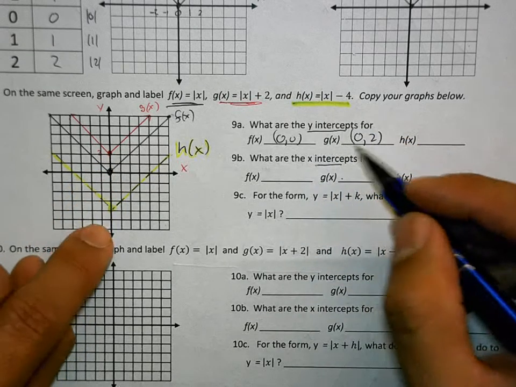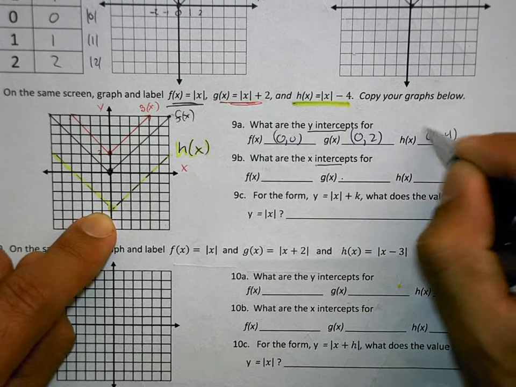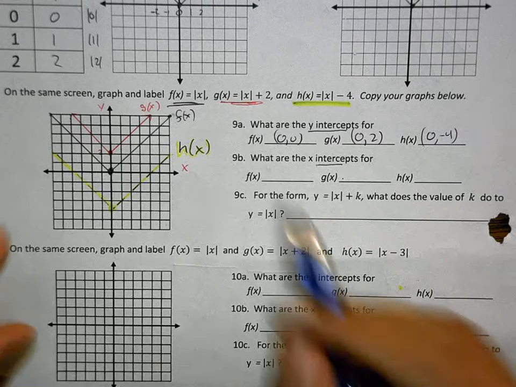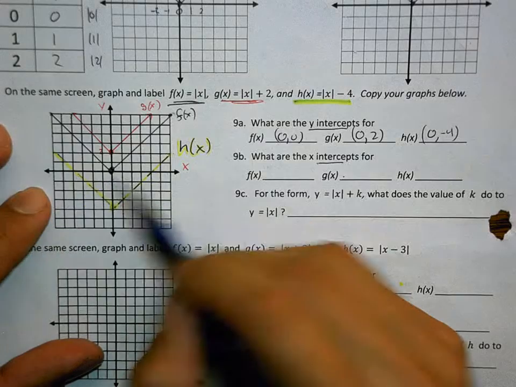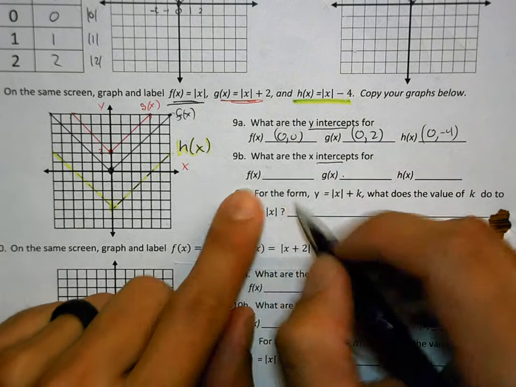H of x, where does it cross the y-axis? Okay, now let's get into the trickier questions. The x-intercepts. What are the x-intercepts for f of x's function? Where does it touch the x-axis? This one should be easy.